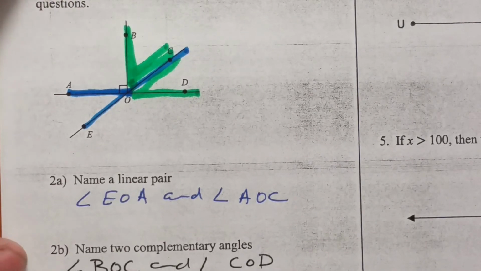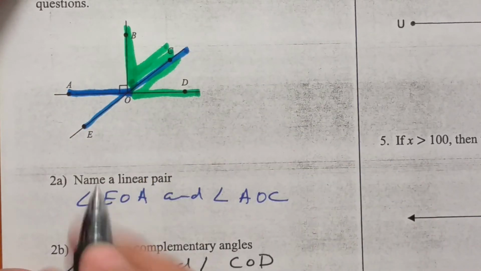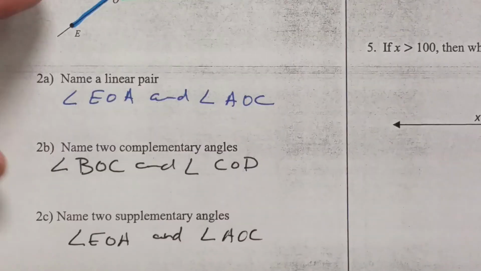Now for 2C it says name two supplementary angles. In this case supplementary is the same as linear pair because all these right here are going to be touching each other. So I could just use the previous answers. So for the linear pair, angle EOA and angle AOC. Okay, so it's down here.